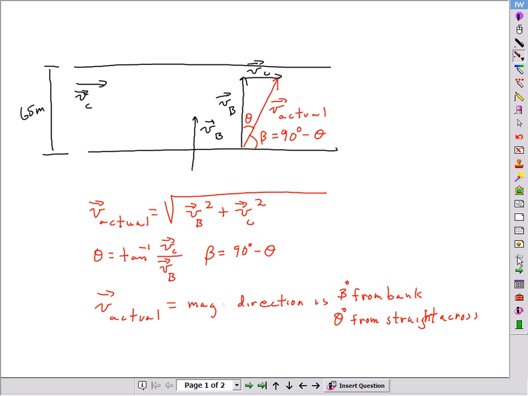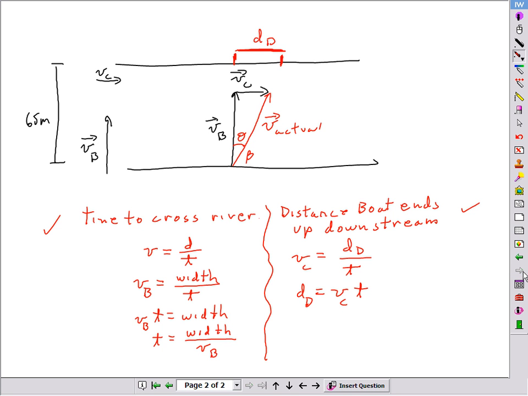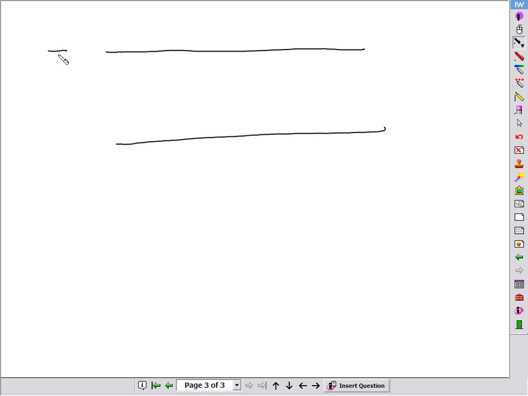The previous slide showed you how to determine the actual velocity of the boat along the path that it follows. Now, our next example could be what angle should you head your boat if you wanted to actually end up straight across the river. So we'll still use our same river, 65 meters wide.